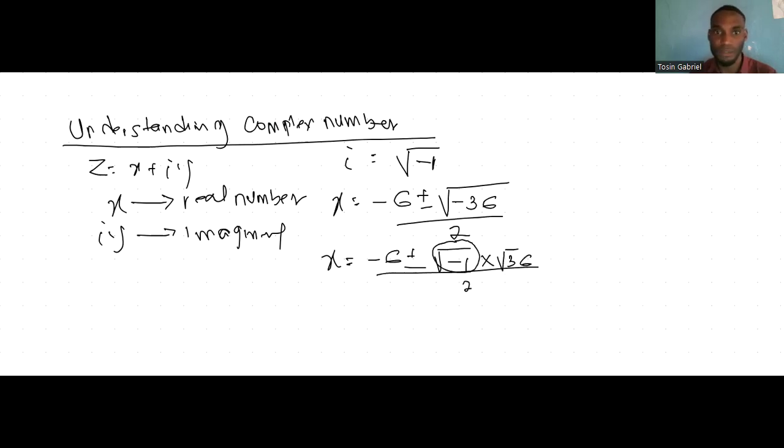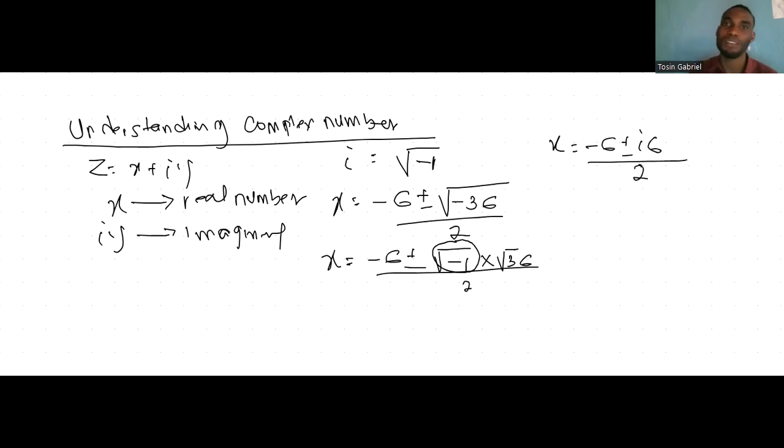Then you can have x equal to -6 plus or minus, and we can simply represent the square root of -1 as i. Then the square root of 36 is 6. So that is simply the basis of complex numbers.